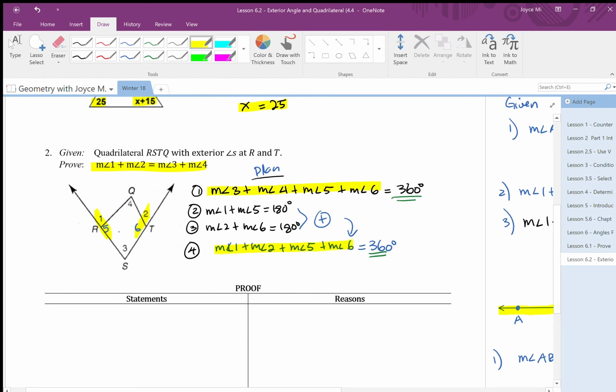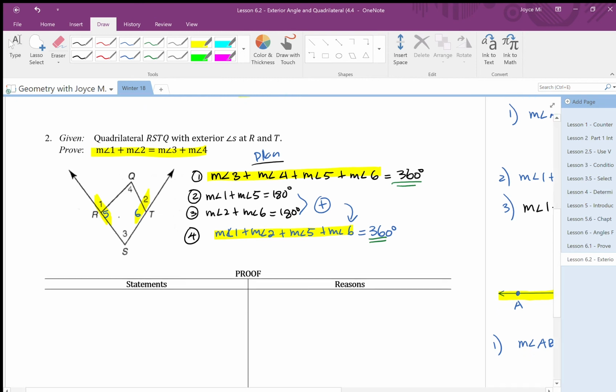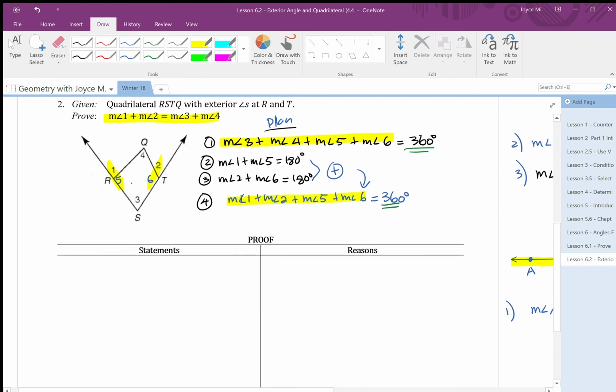Okay, equal to each other. And then notice that both have 5 and 6 on both sides. I could just subtract them from both sides, then I have what I wanted. So that is the plan. Okay, so let's write the proof. Again, make a plan before you do anything else.